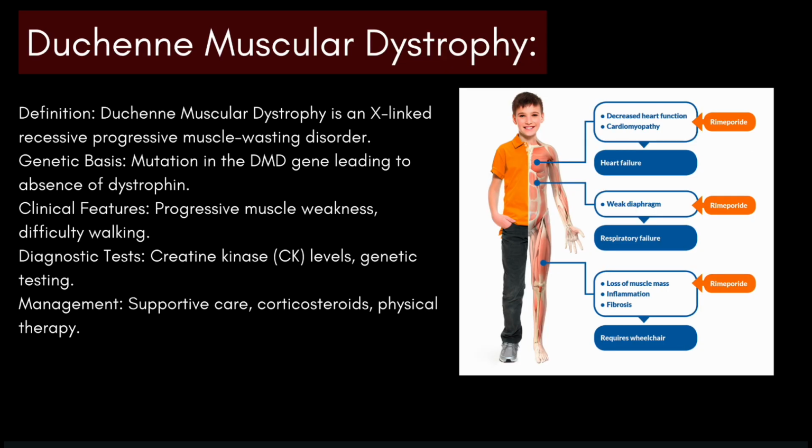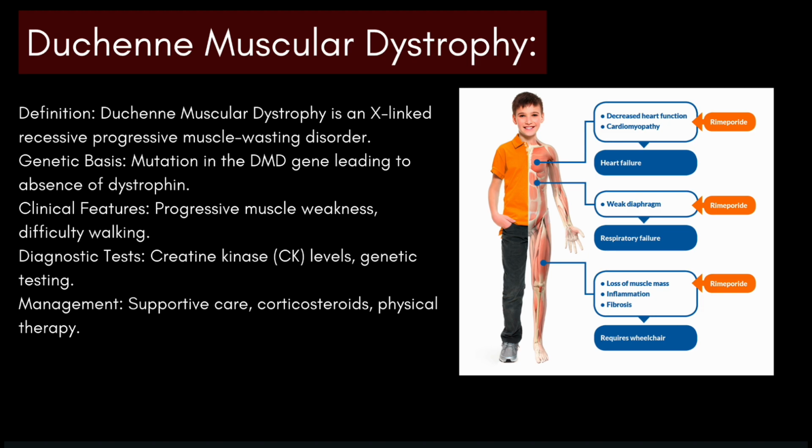Next, we have Duchenne Muscular Dystrophy. Duchenne Muscular Dystrophy is an X-linked recessive progressive muscle wasting disorder. The primary genetic basis for Duchenne Muscular Dystrophy is a mutation in the DMD gene leading to an absence of dystrophin. Main clinical features of DMD involve progressive muscle weakness and difficulty walking.